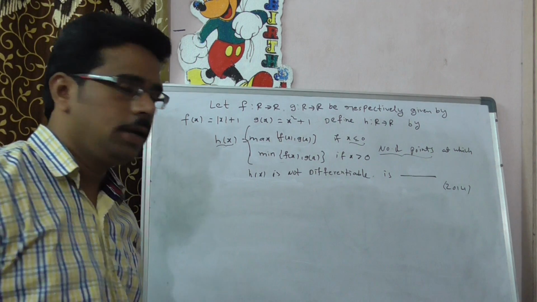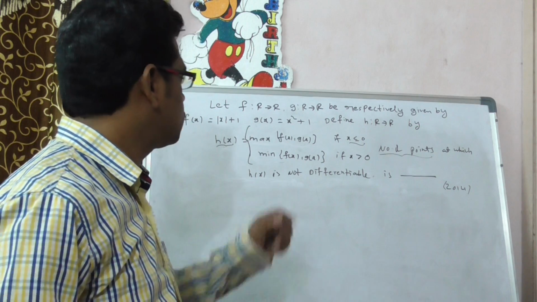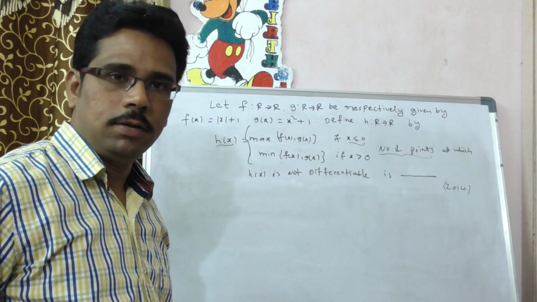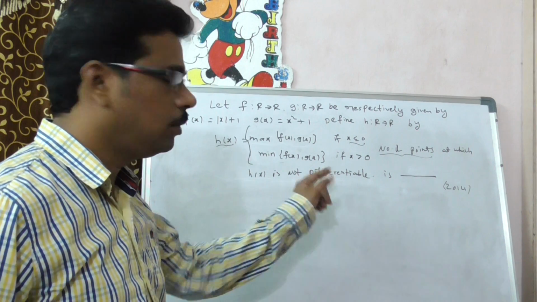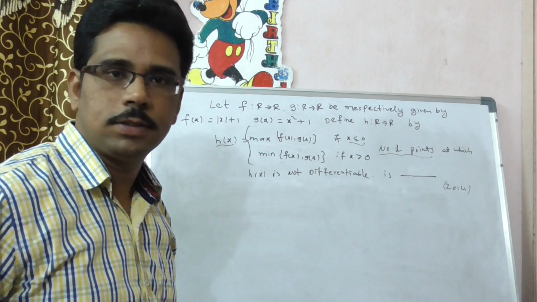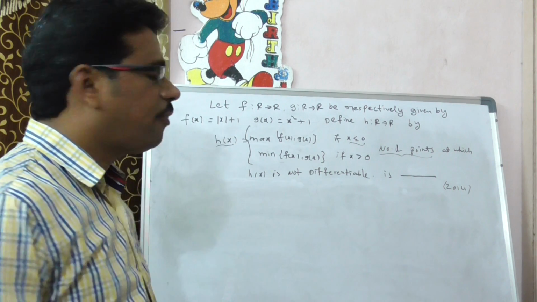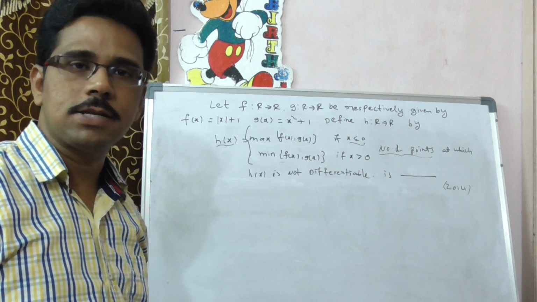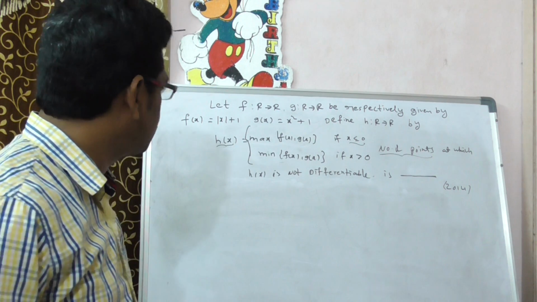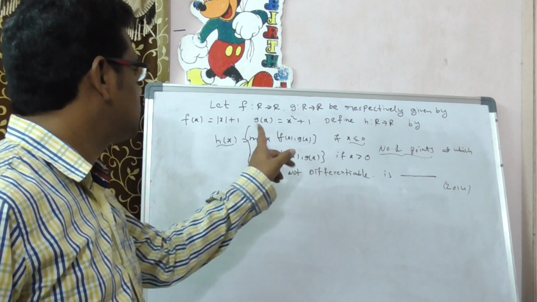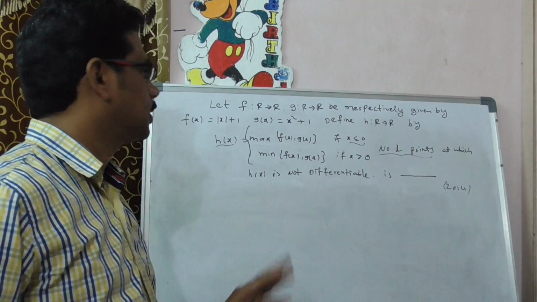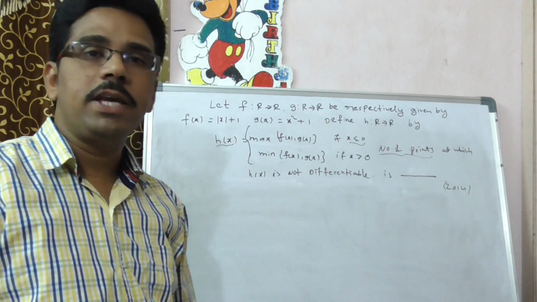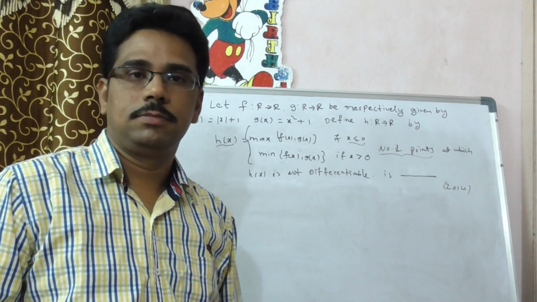This is an IIT JEE 2014 Advanced question. Calculus topic, differentiability. Observe here, f of x is equal to mod x plus 1, g of x is x square plus 1. Two functions are given. h of x is a combination of f of x and g of x. I am going to solve this by using the graph method.